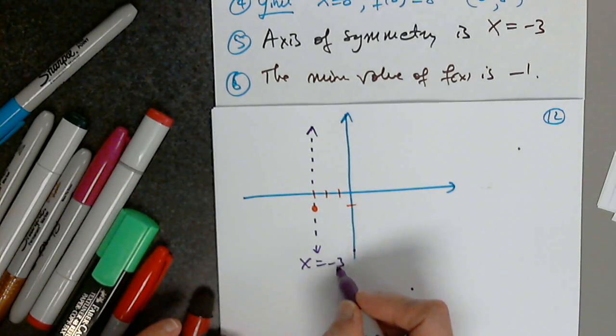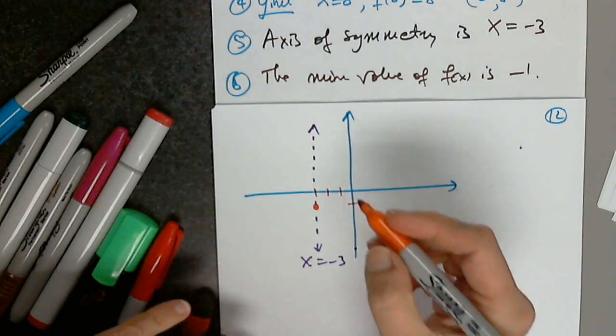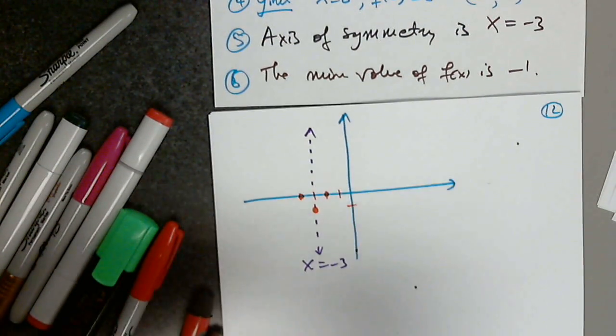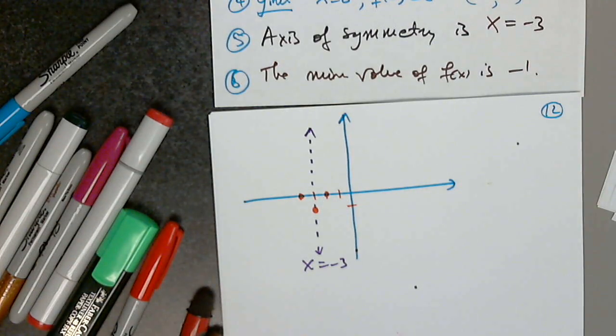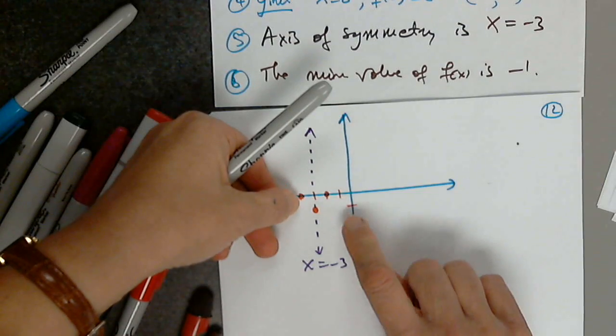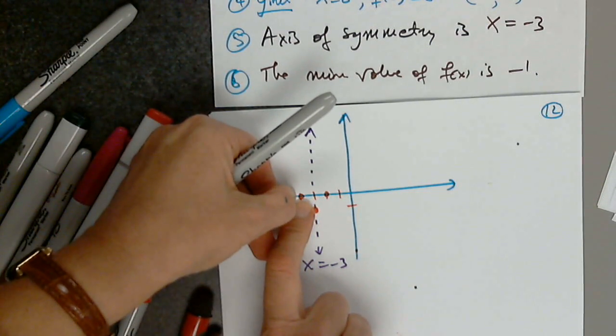The vertical line passing through the vertex. I have to continue with the x and y intercepts. Now, pay attention here to one thing, please. The graph is symmetric with respect to this line. If I plot this point here and this point here, I know something is wrong.